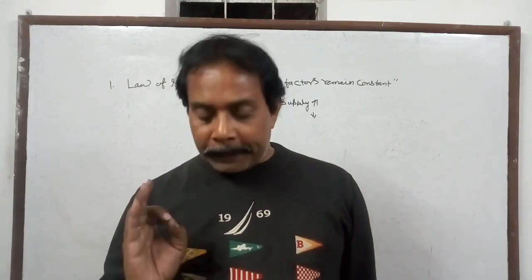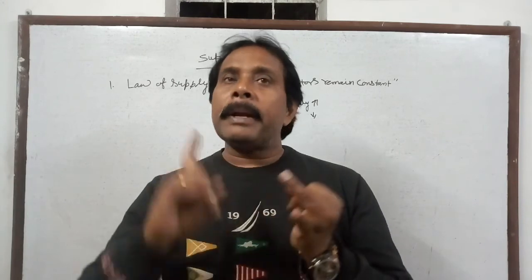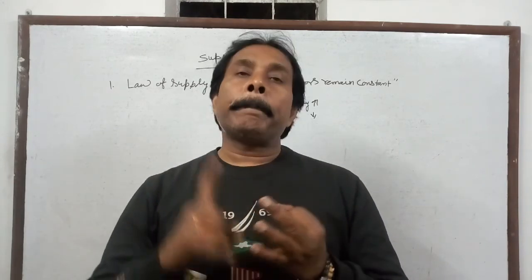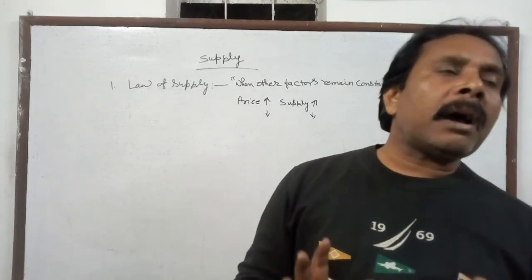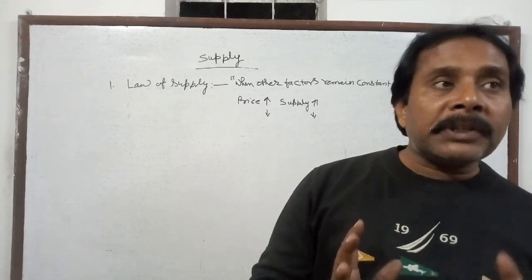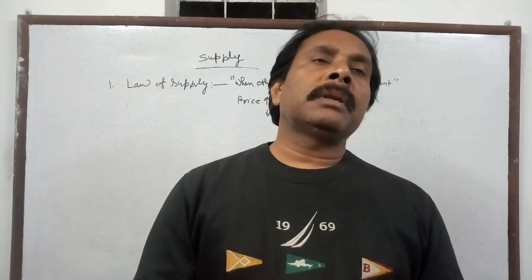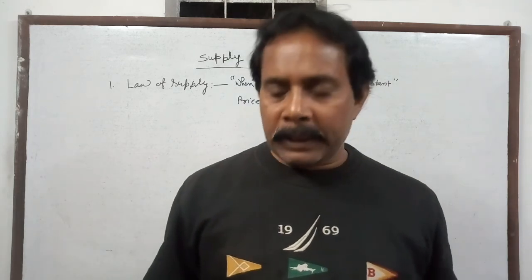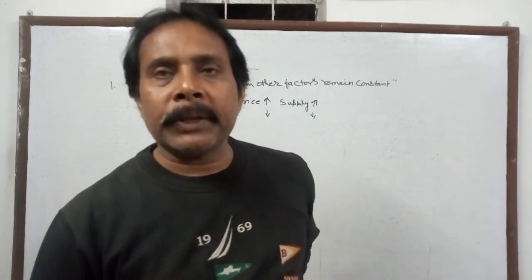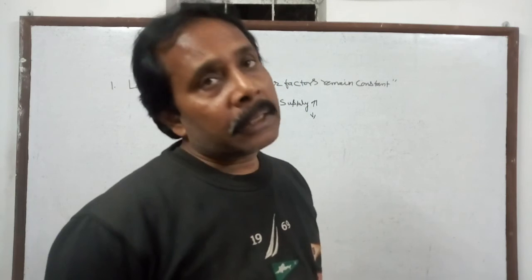So always keep in mind that the future expectation of the firm, agricultural products, perishable goods, and rare articles are the items, commodities, or situations in which, even if the price increases, supply will not increase. Okay, thank you. In the next video, I will discuss the movement along the supply curve.